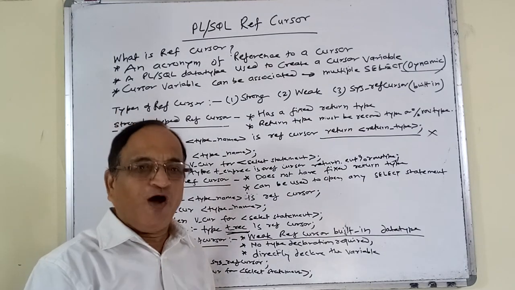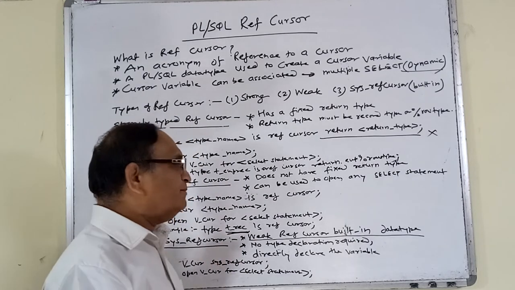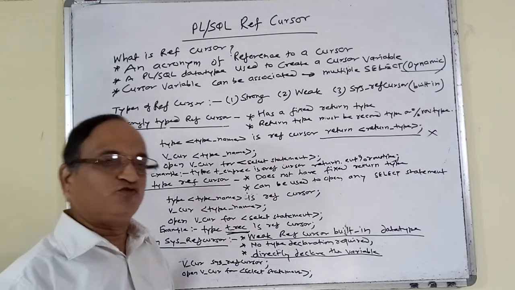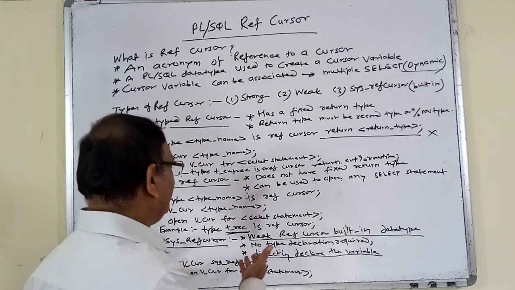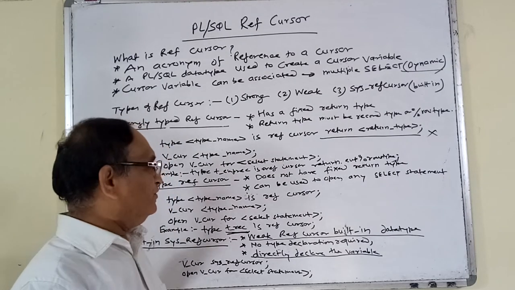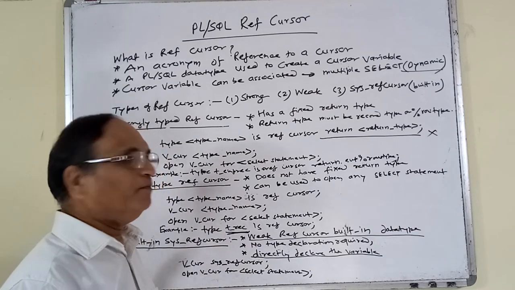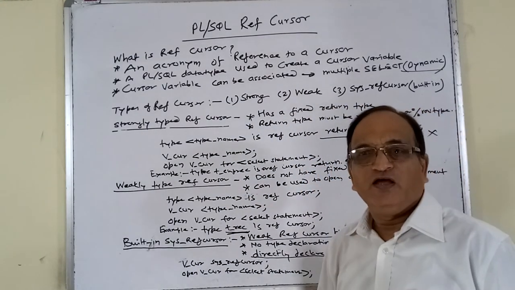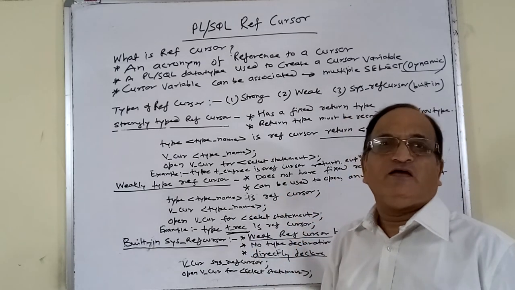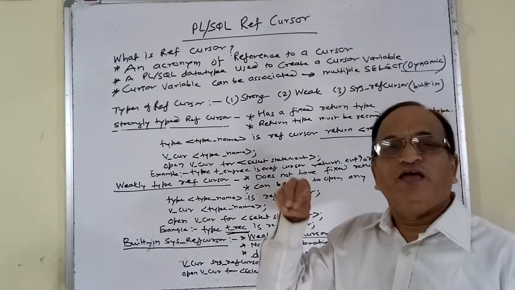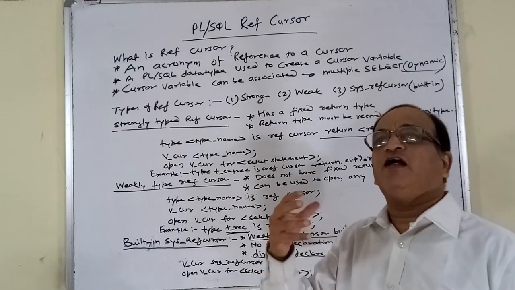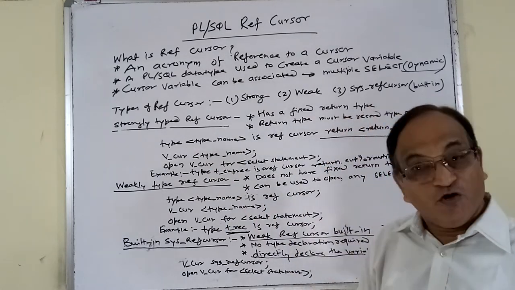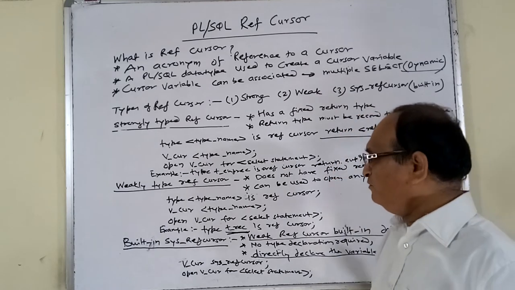We don't need to perform the first step of the type declaration. No type declaration is required. You can directly declare the variable of this type and associate it with any select statement, as it is a weakly typed ref cursor variable provided to us by the Oracle system itself in built-in form. The built-in SYS_REFCURSOR is more suitable for procedures in which we have to pass the ref cursor. It is possible that the ref cursor can be passed as an argument to procedures and functions. We will see such examples in the following videos as they come up. You keep on visiting this channel and we will have such examples also.